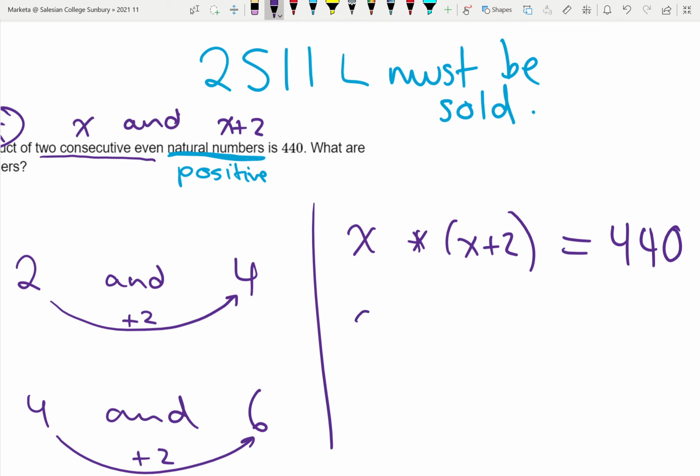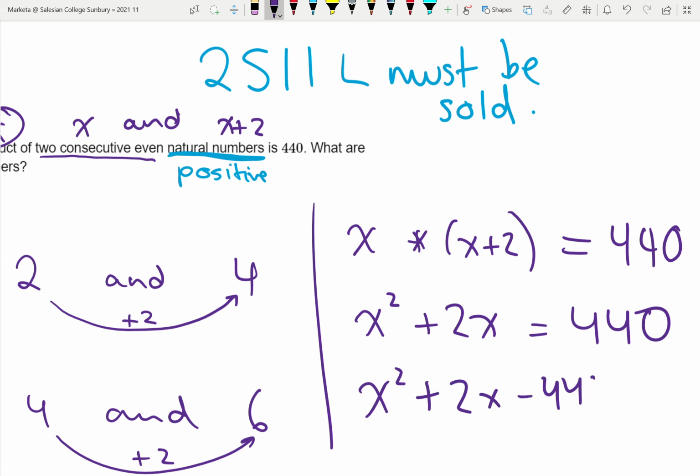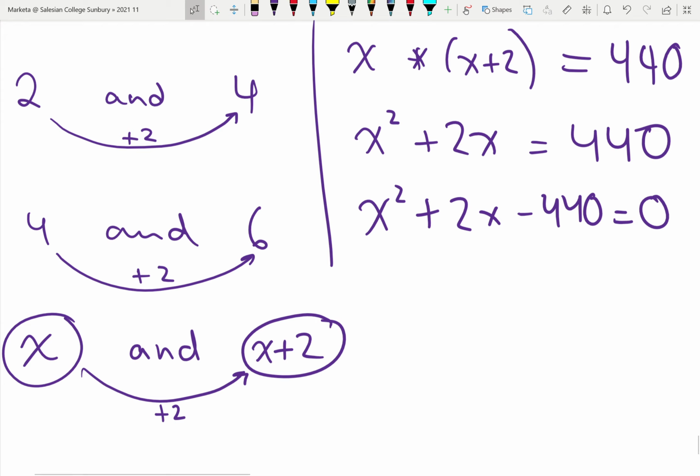So x times x is x squared, and x times 2 is 2x, equals 440, and then I'll minus 440 on both sides. So I get x squared plus 2x minus 440. And if you're doing it on CAS, you don't need to make it equal 0. You can just solve it as it is. CAS will do that for you. But I just like to do that to remind you that if we were solving with cross multiplication, or with the quadratic formula, or complete the square, or whatever way you need to use, we would need to make it equal 0.